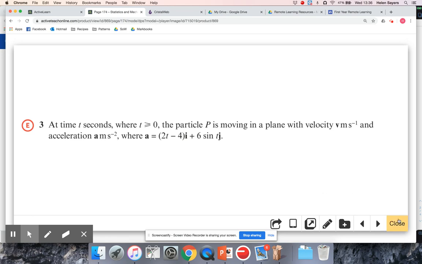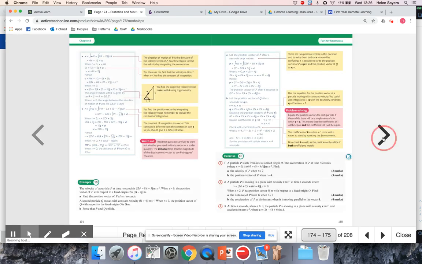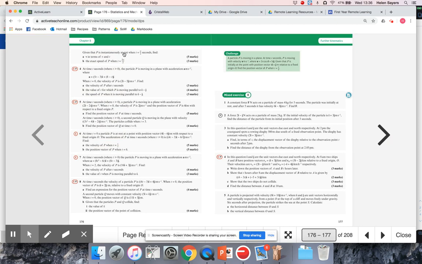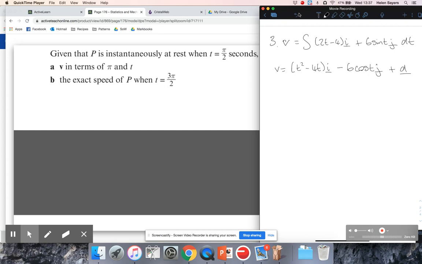Okay, I just realised there isn't actually a question here yet, so I think I need to go on to the next bit of it. I'm just assuming it's going to ask me for velocity. Let's hope that it does. Okay, so let's see what the actual question says. Right, so yes, I'm asked for v in terms of pi and t.